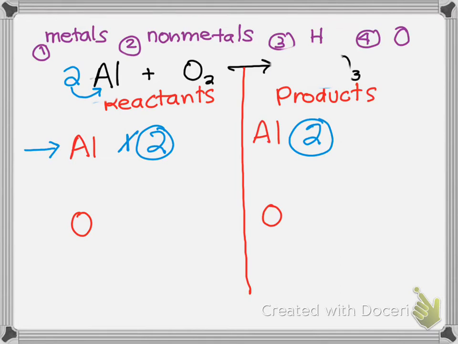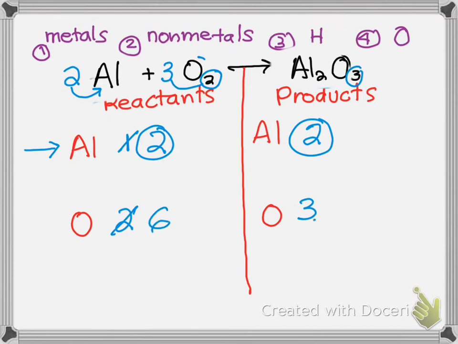Sorry, I erased my answer. This was Al2O3, my product. So then now I go to the oxygen. So oxygen, I look here, has 2. And this oxygen has 3. Remember I can multiply to make these bigger. The first number that they have in common is 6. So if I put a 3 in front of this, 3 times 2 is 6. And if I put a 2, you have to put it in front of the whole formula, 2 times 3 is 6.